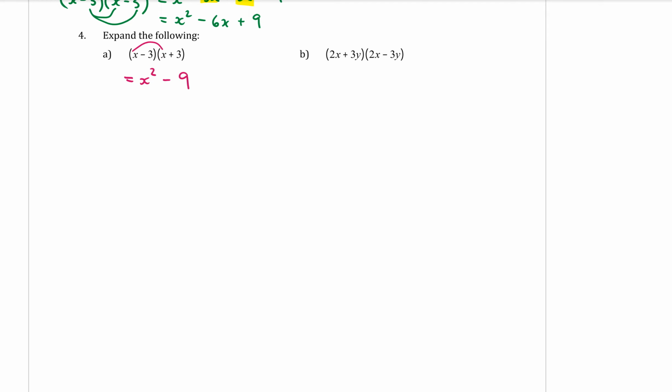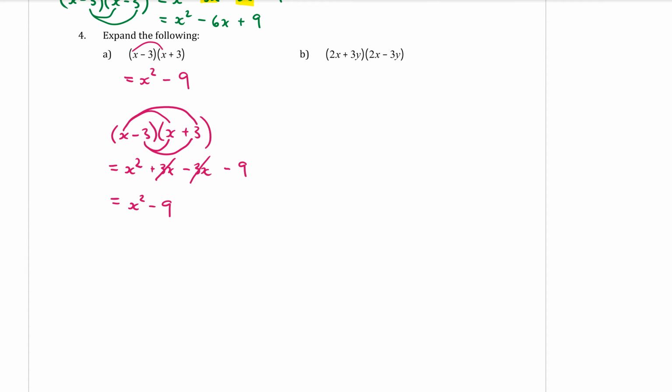Okay, remember your backup though. If you were looking at this question on a test and you went, oh, I don't know if I've done it right, you can always do the full FOIL expansion. X times x is x squared. X times 3 is a plus 3x. Minus 3 times x is minus 3x. And minus 3 times 3 is negative 9. These two middle terms will always cancel out when it is a difference of two squares, and you get x squared minus 9.